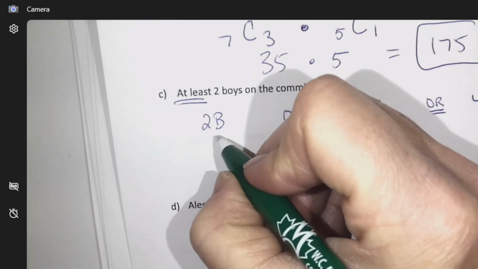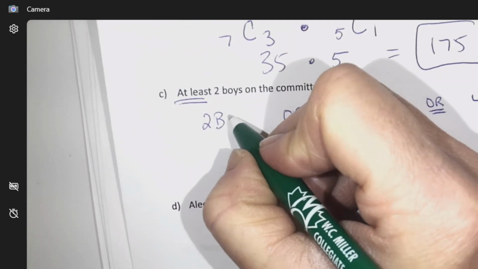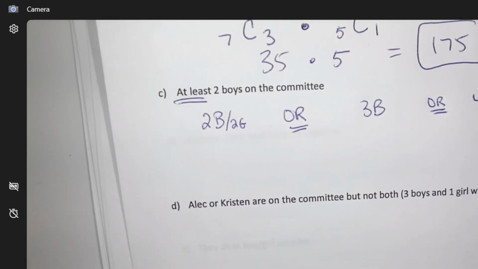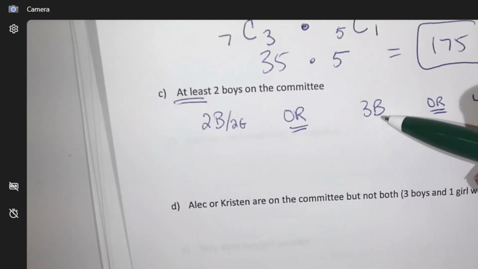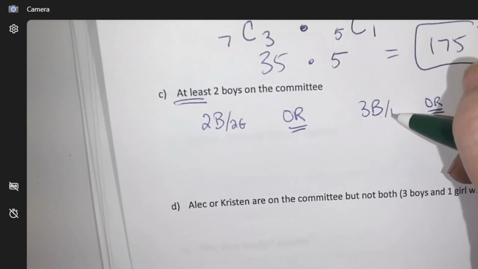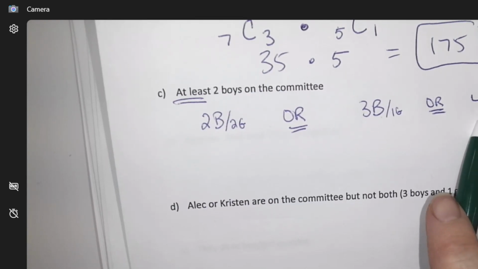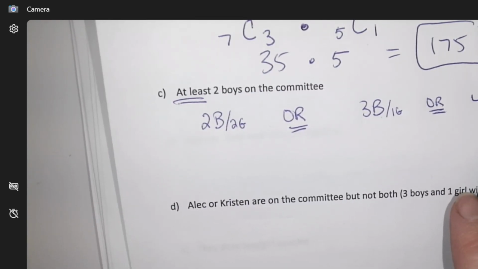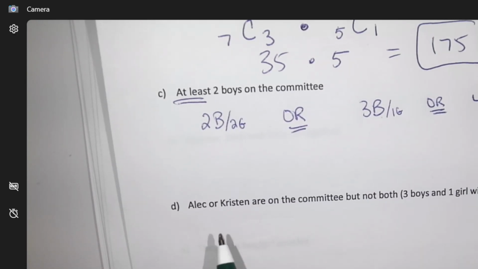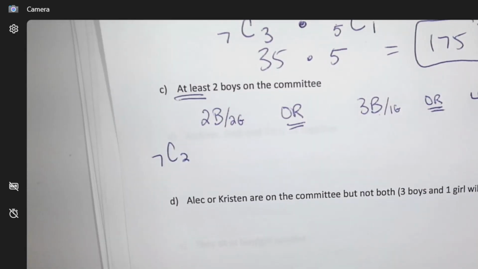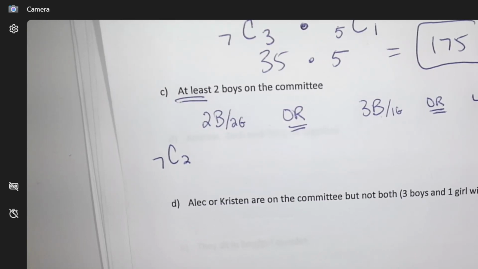Okay, so if there was the situation where I was putting 2 boys on there, I would need 2 girls as well. If I was to put 3 boys on there, I would need 1 girl on there yet. And if I was to do 4 boys, I wouldn't need any girls. Okay, so here we go. 2 boys, 2 girls. So 7 choose 2. So that's how many boys there were, and I'm going to pick 2 of them.